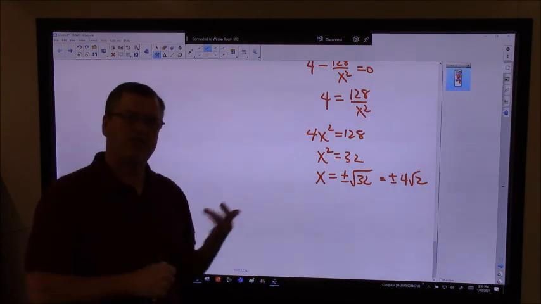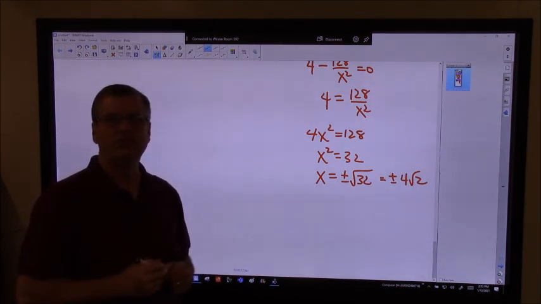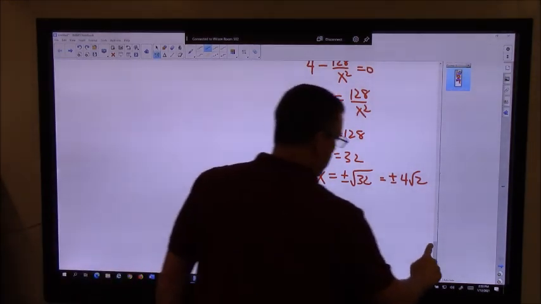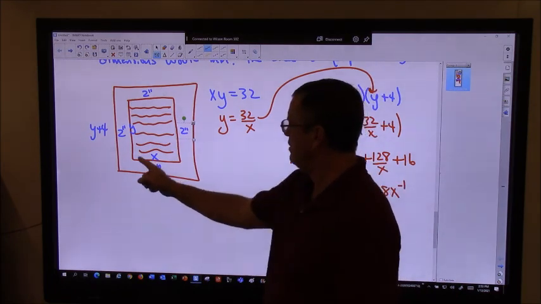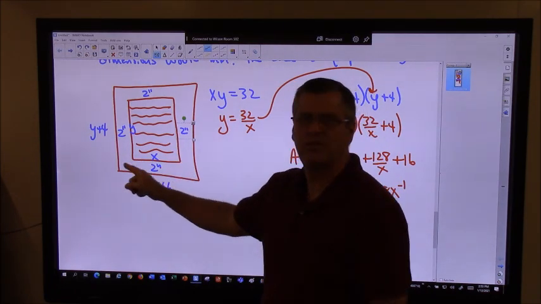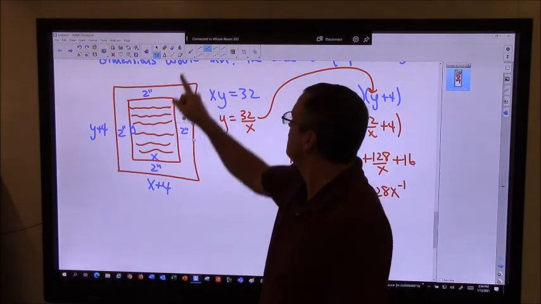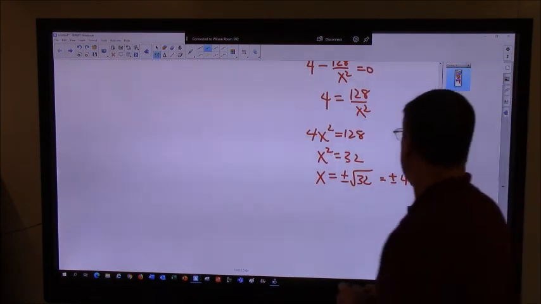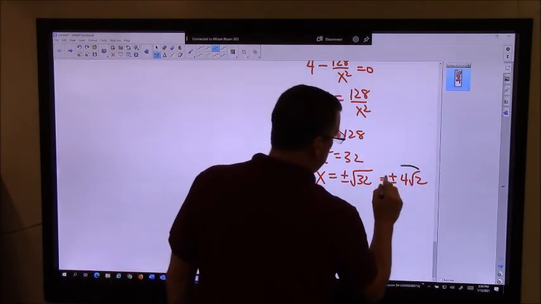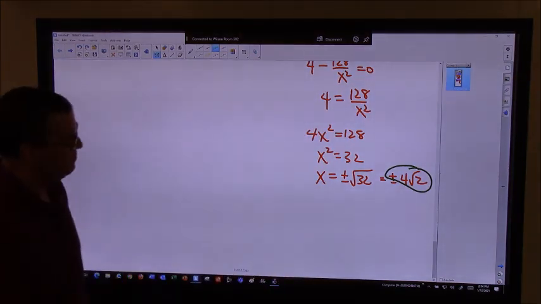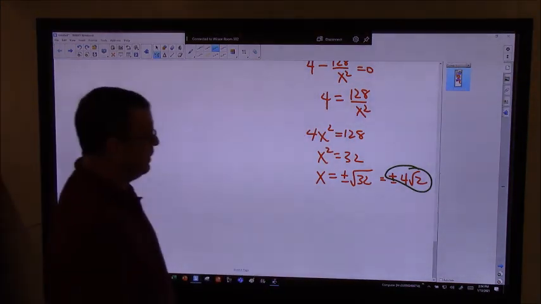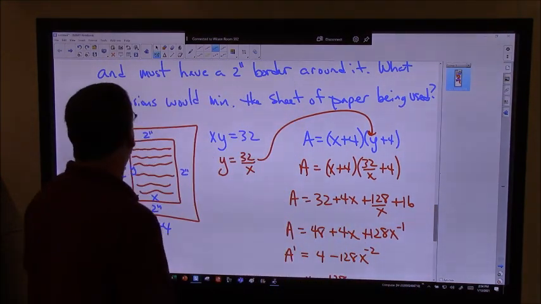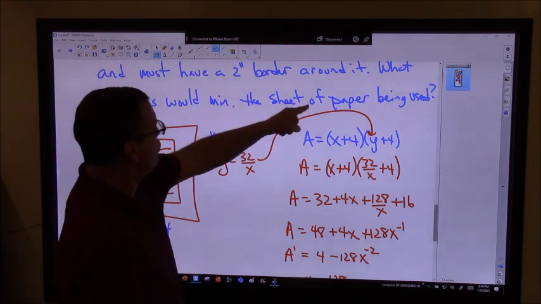So does the negative number make sense in this situation? X was, let's go back to our picture. X is this distance right here. Could that be a negative distance? No, it can't. Okay, so I'm going to throw out the negative and say we really just want the positive answer. All right, so what should the dimensions of the piece of paper be? What dimensions would minimize the sheet of paper?